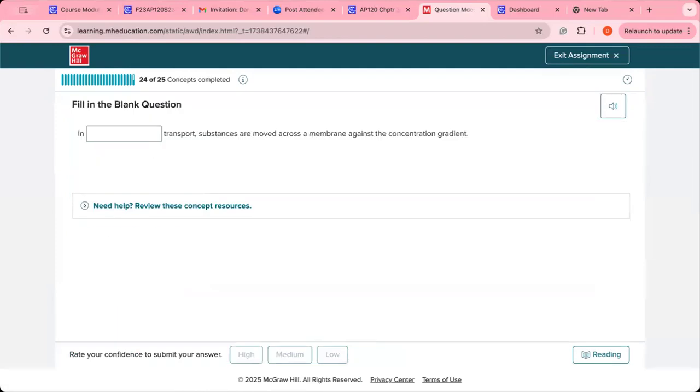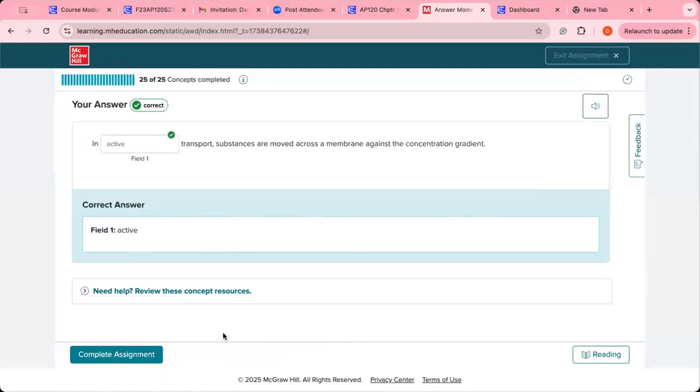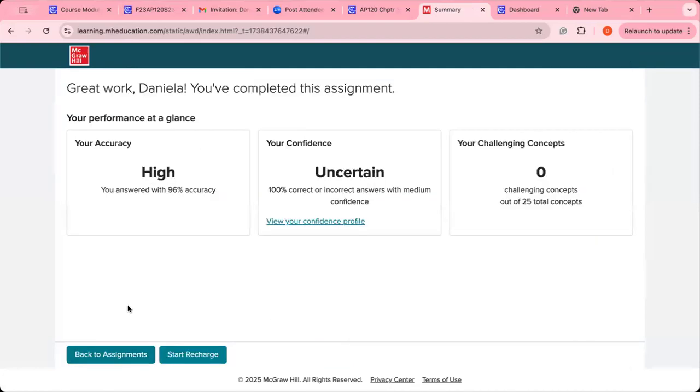Because remember, facilitated diffusion is passive. So, okay, if you're moving against the concentration gradient, you'd be going from low concentration to high concentration. So you'd need to push against it. That would be active transport. In active transport, substances are moved against the concentration gradient. Active transport. Good job. Nice.